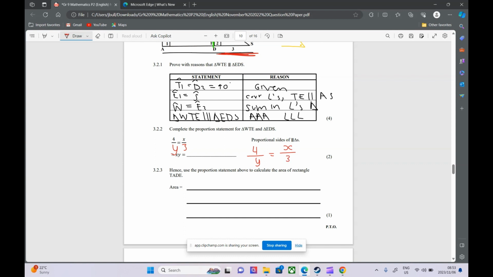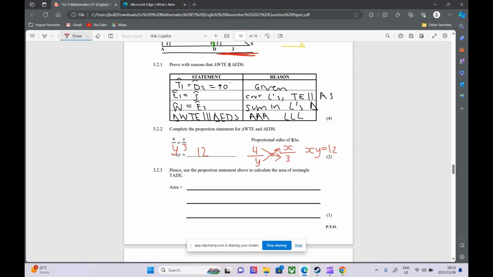Kind of a funky trick you can do is you can times across. So you can go x times y and that times that. So what you're going to get is x times y is xy, and 4 times 3 is 12. And that's what they wanted. So xy is equal to 12.